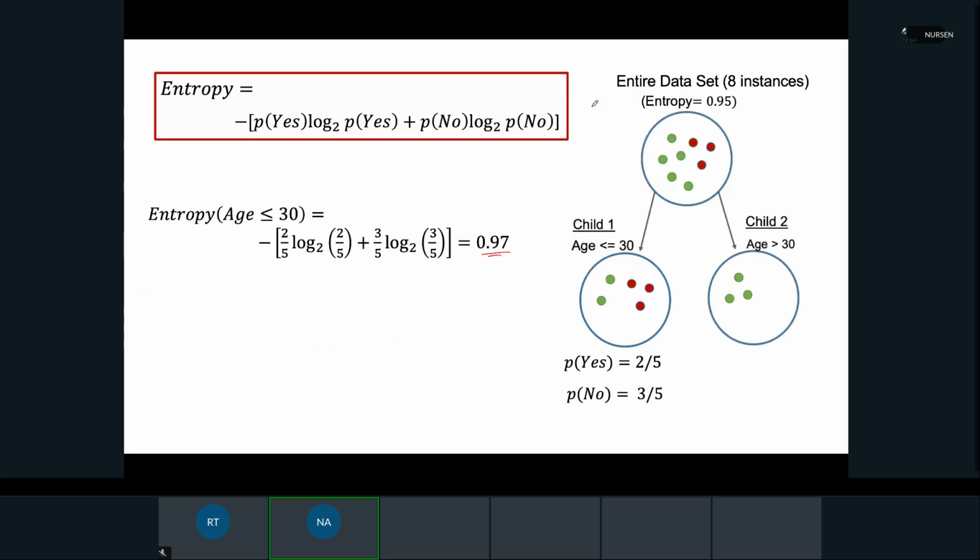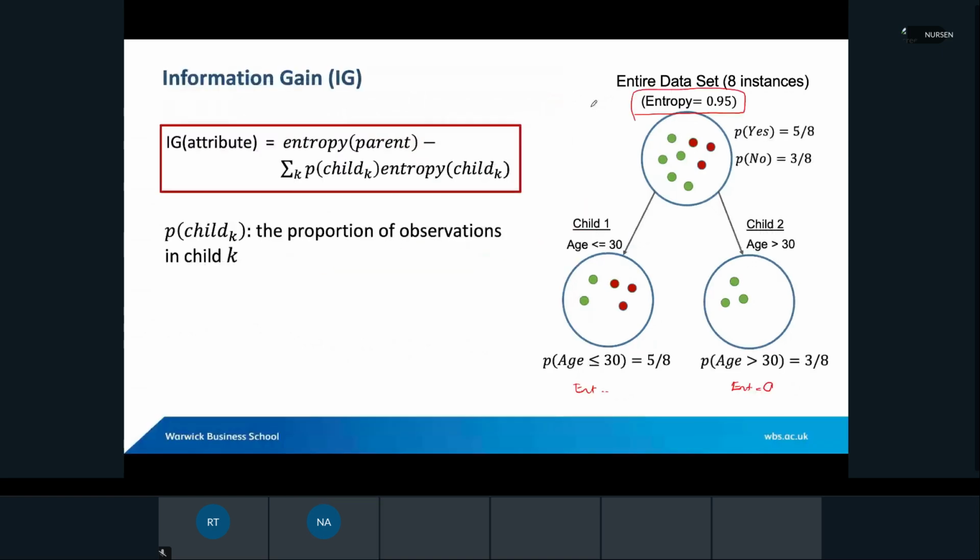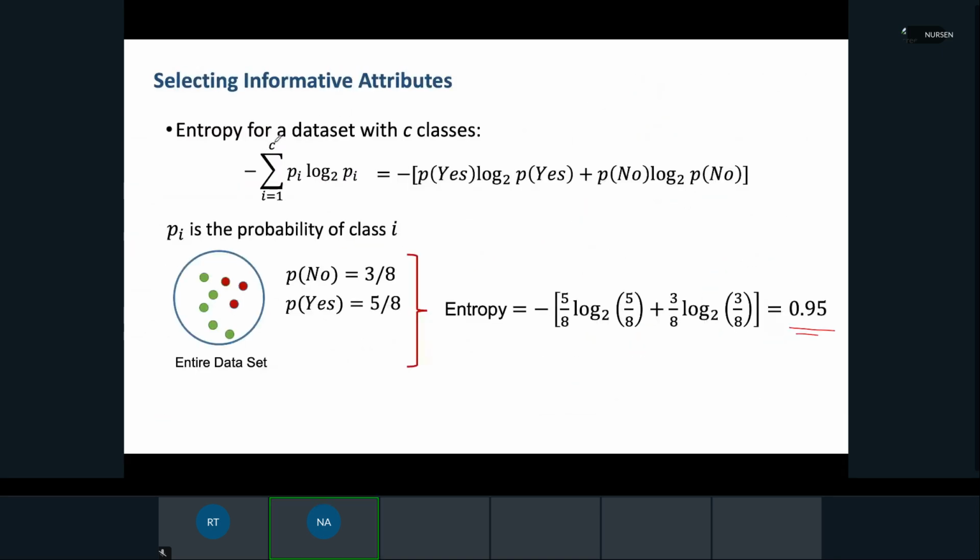So in the whole formulation, let me go back. This C is the number of categories in the target variable. So here we have yes or no. If we have yes, no, in between, for instance, then we will add the other category here, but it will always be logarithm base 2.